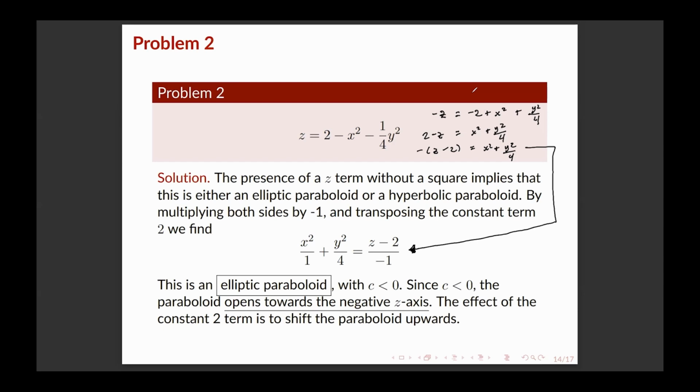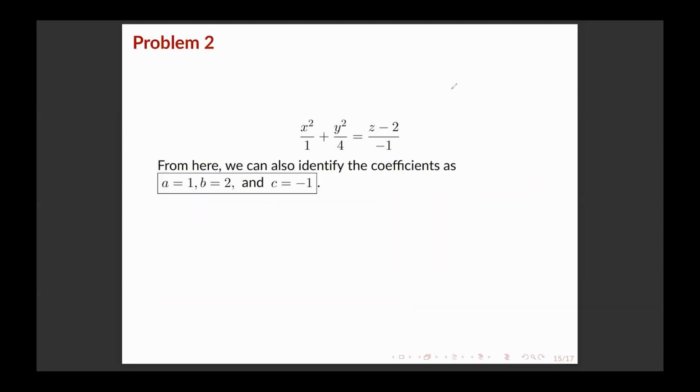And we have c, the denominator of the linear term, which is negative 1. Since it is less than 0, the paraboloid opens towards the negative z-axis. So the effect of the constant term 2 here is to shift the paraboloid upwards. This will serve as our guide when sketching the quadric surface. So now we get the equation right here as shown.